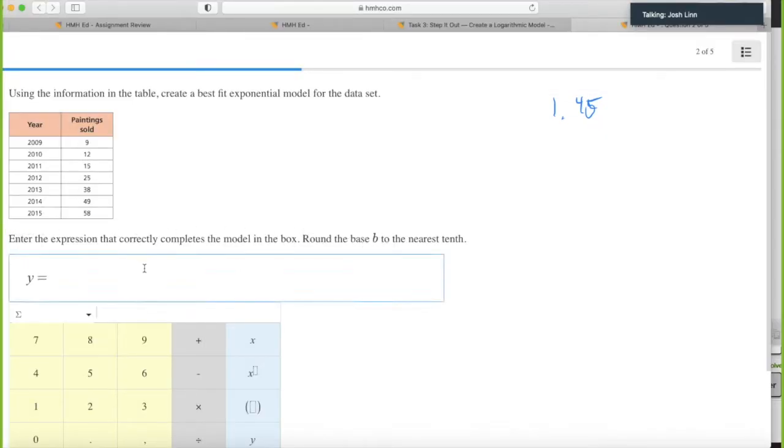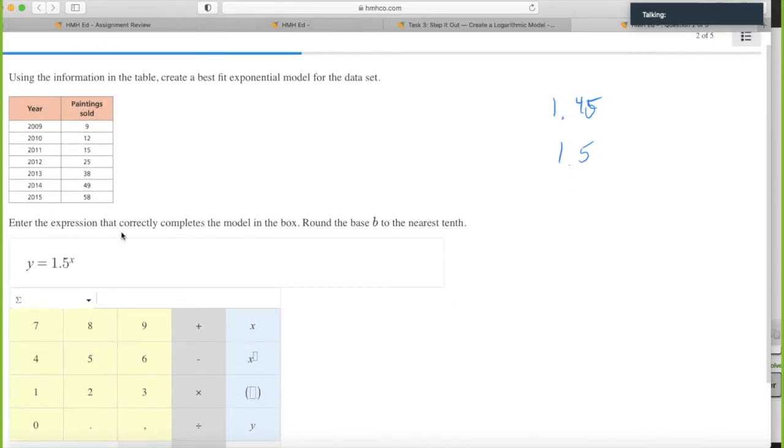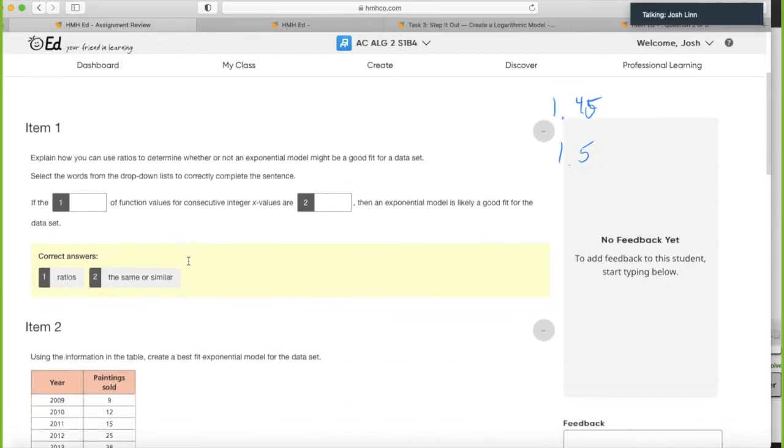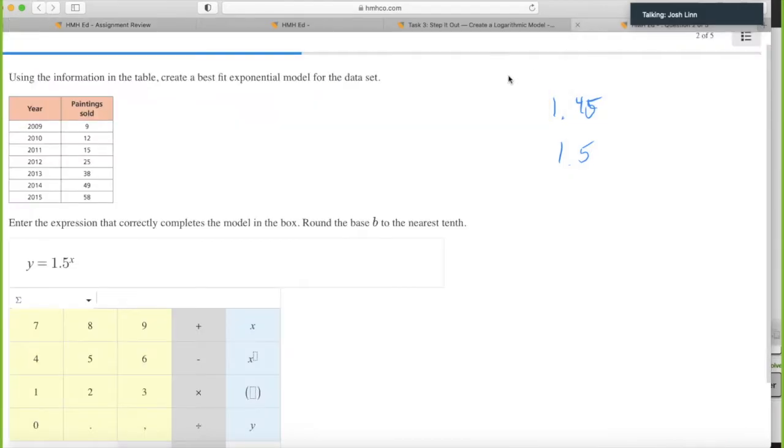Round the base to the nearest tenth, so it would be 1.5. So it's just going to be 1.5 to the t, who knows what variable they're looking for. So let's see what they are looking for. So 1.4, that's what we got. I'm looking for the x. So we rounded ours a little bit differently.